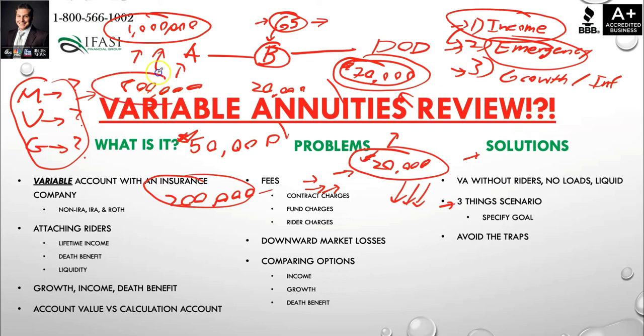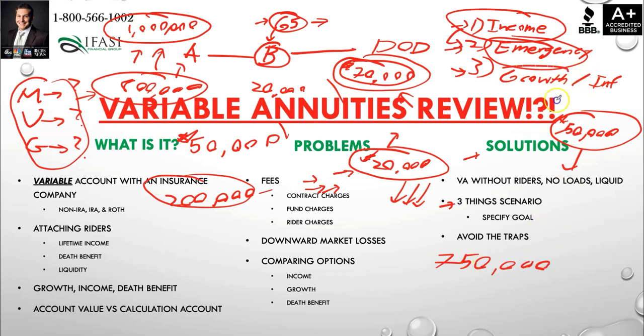So out of my $800,000, I'm going to use $50,000 and leave that in a checking account, savings account, a money market account, whatever that is. So now they have $750,000 remaining that they could leverage towards a growth, towards an inflationary play.